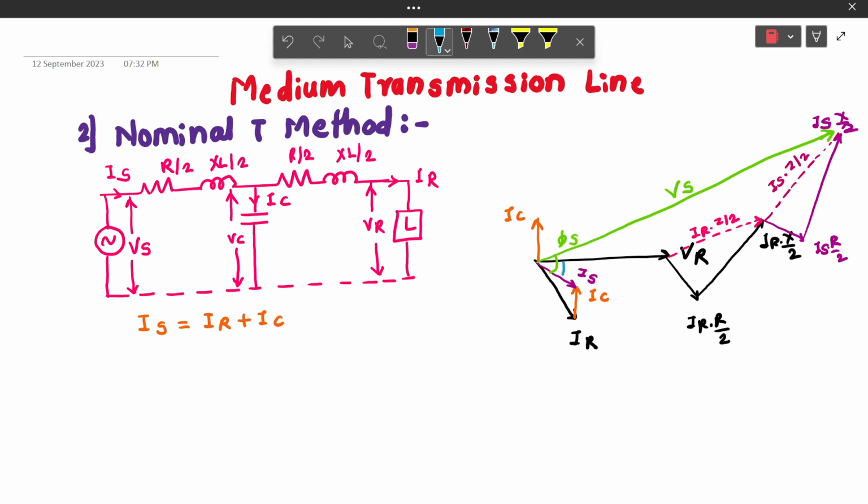Let us consider the equations of receiving end voltage and receiving end current. As we have taken Vr as a reference, Vr can be written as its magnitude Vr at angle 0 degree. Equation number 2. Also, IR can be written as IR at angle minus phi r because the angle is lagging in nature. Equation number 3.